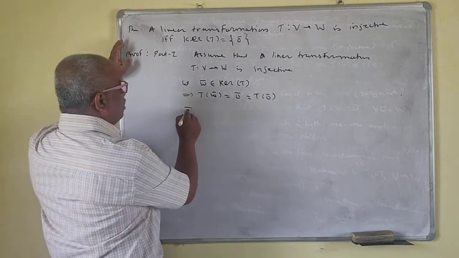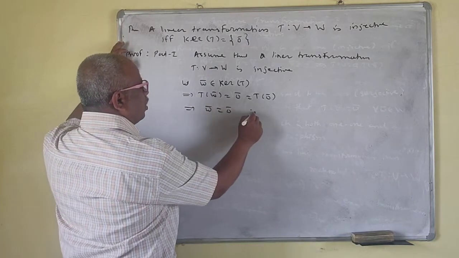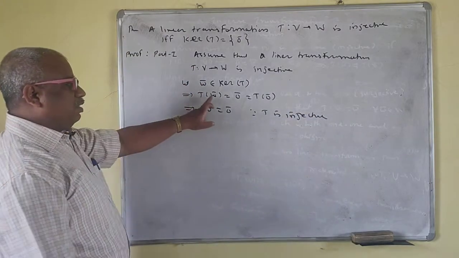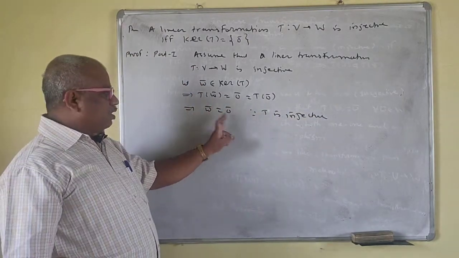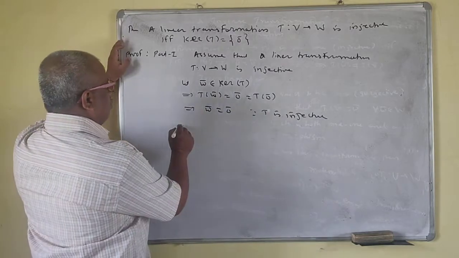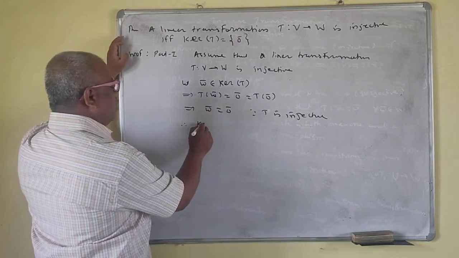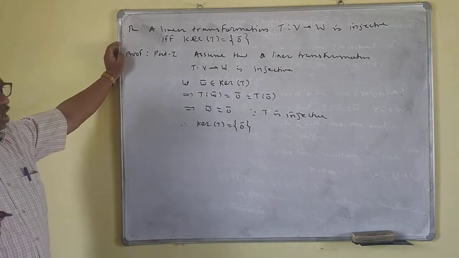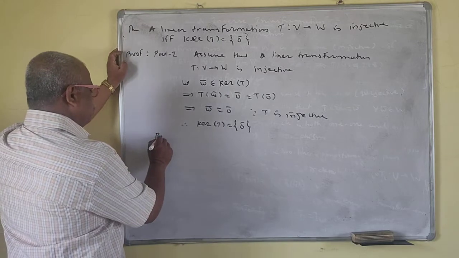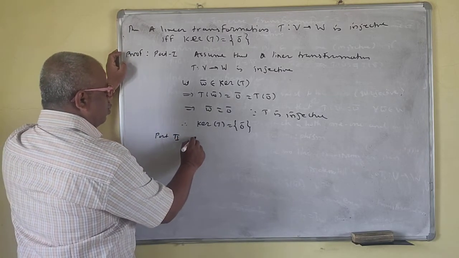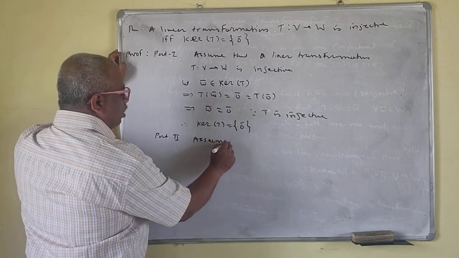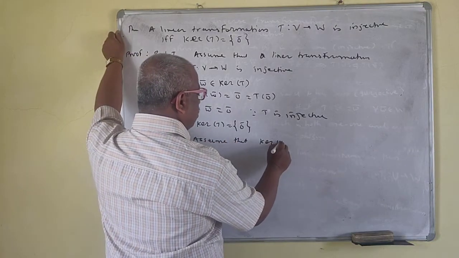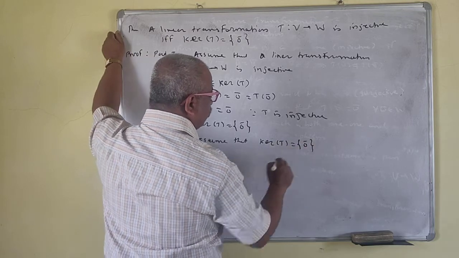This implies that W bar is equal to 0 bar because T is injective. That means T of W bar is equal to T of 0 bar, which means W bar is equal to 0 bar. Therefore, the kernel of T is a singleton zero vector. Okay, so we have proved part 1. Next, part 2. Assume that the kernel of T is a singleton zero vector.